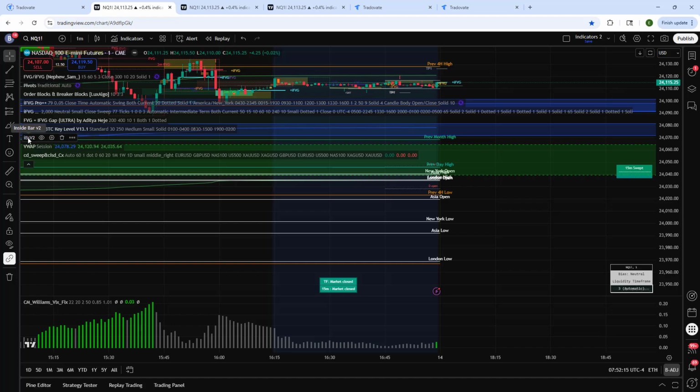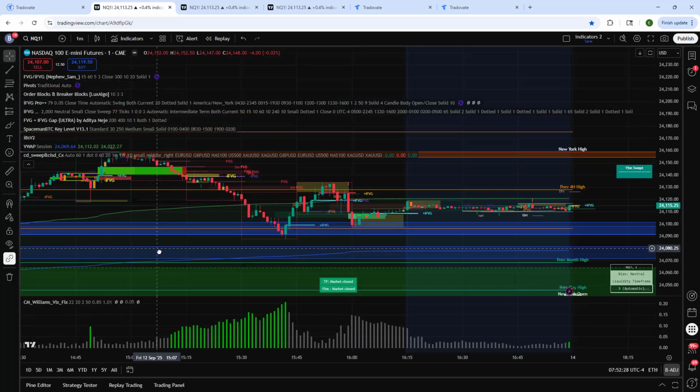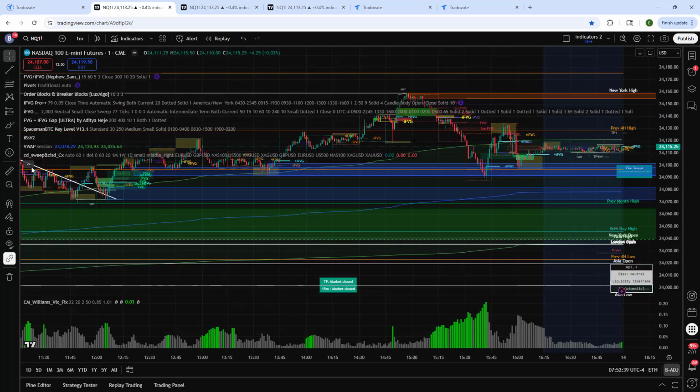I've been playing with this inside bar thing. It's not a necessity. I've been seeing if you get like a double inside bar or something on the one. And then this is a, what do you call it, change in delivery indicator. And that's what causes these boxes. I'm looking for a better one for that.